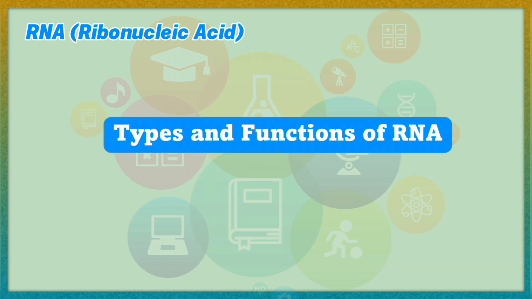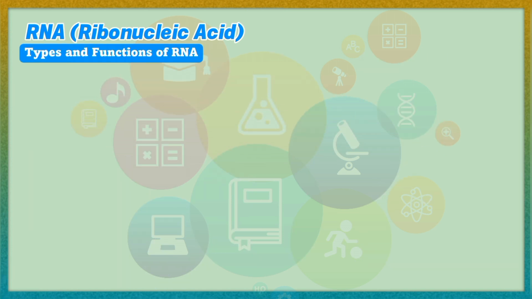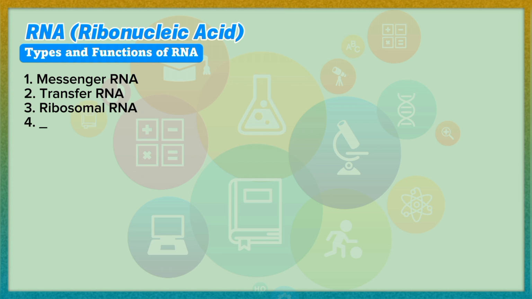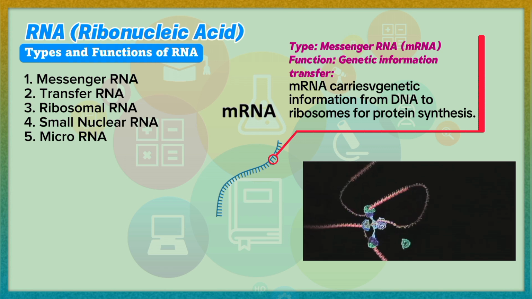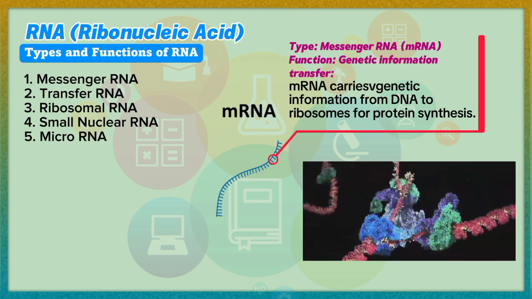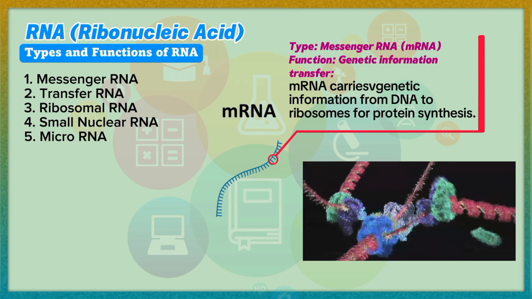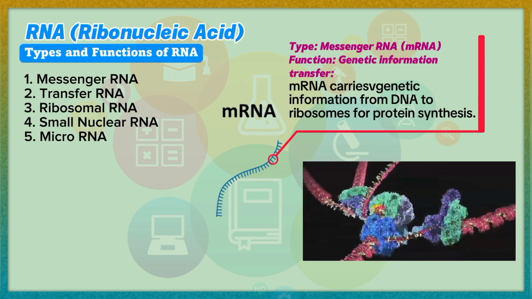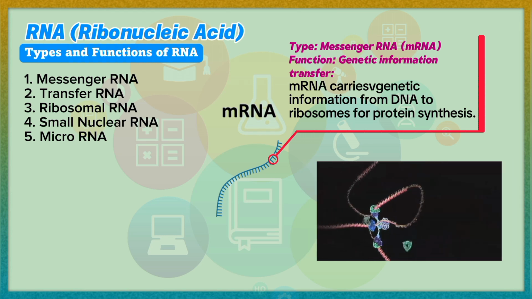Types and functions of RNA. There are several major types of RNA, each with distinct functions: messenger RNA, transfer RNA, ribosomal RNA, small nuclear RNA, and microRNA. RNA that carries the genetic information transcribed from DNA to the ribosomes, where protein synthesis occurs, is called messenger RNA. It serves as a template for protein translation.